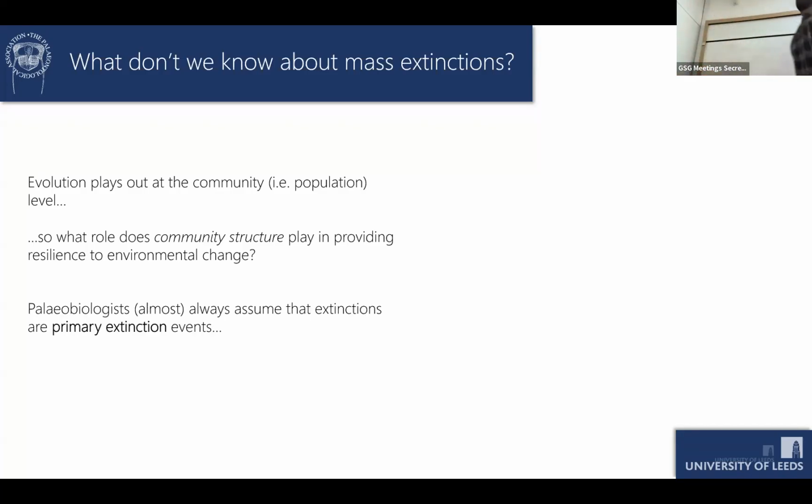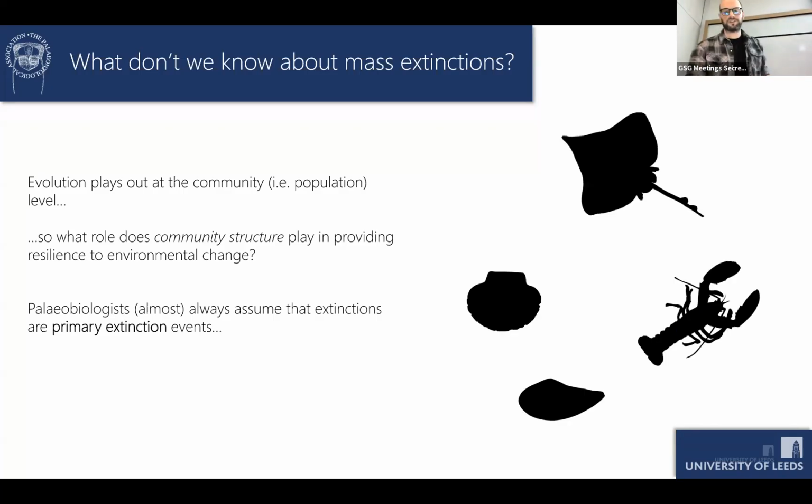Paleobiologists aren't very good at doing this. We almost always assume that extinctions, when we see them in the fossil record, are primary extinction events. So a primary extinction is when something goes extinct as a direct result of environmental change. So we can demonstrate this with a little bit of a schematic of a hypothetical marine community of 4 organisms. We've got a little clam at the bottom, a scallop, a lobster, and some sort of ray.